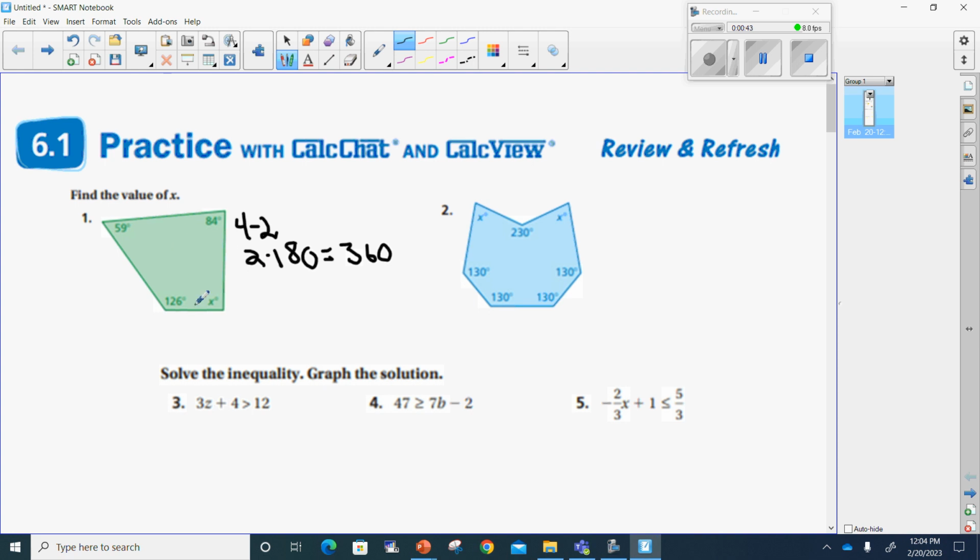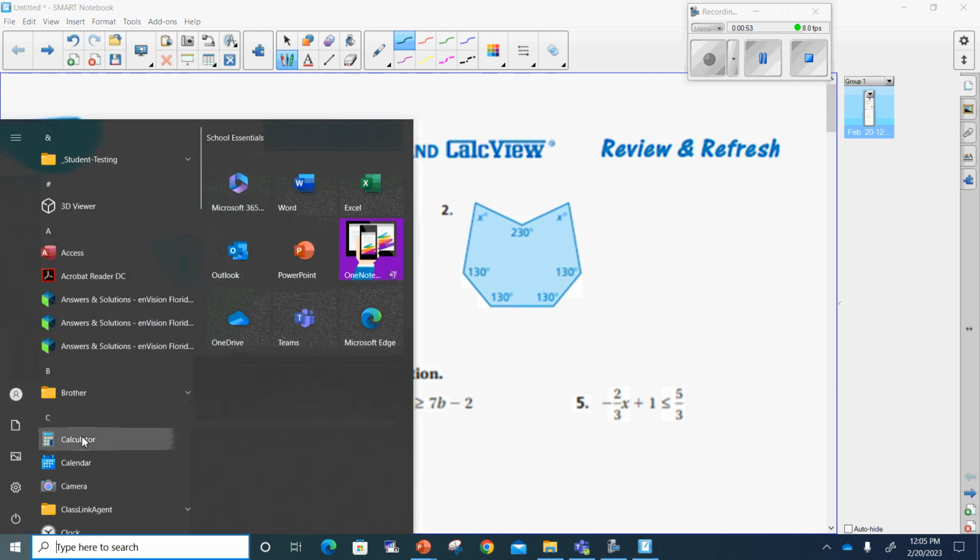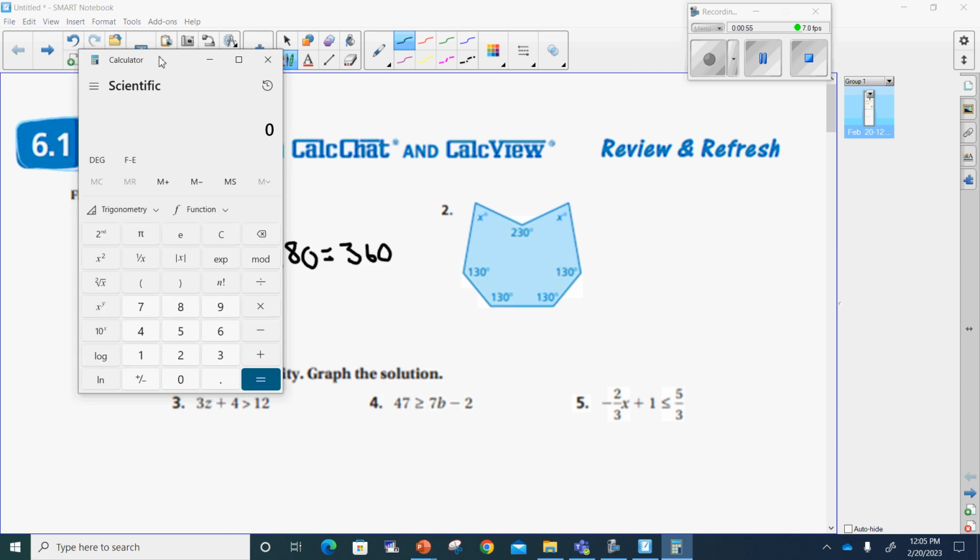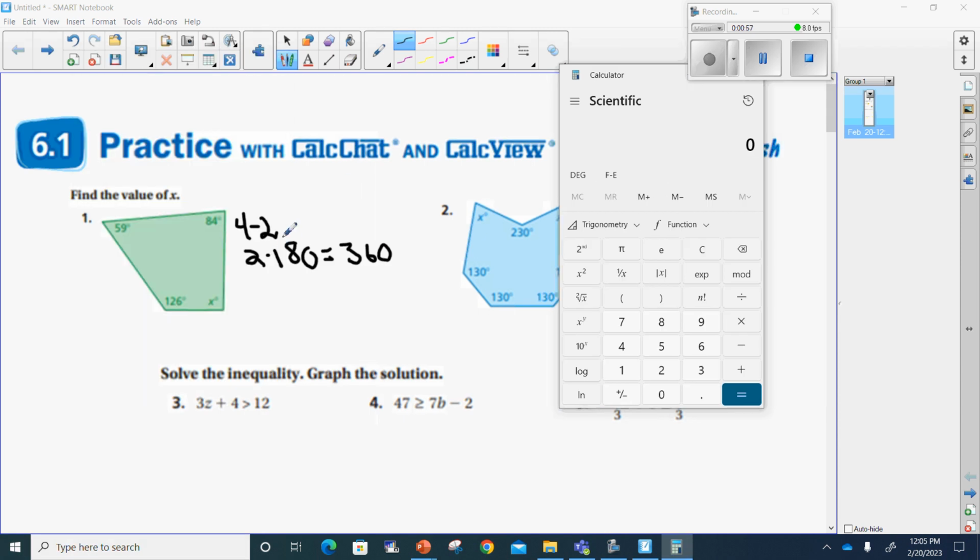Okay, so we know that there's 360 degrees all around. Now we've got to subtract all these numbers from 360, so we'll add them together. I'm just going to use my calculator to do some quick addition here. We're going to take 59 plus 84 plus 126. That's going to give us 269.